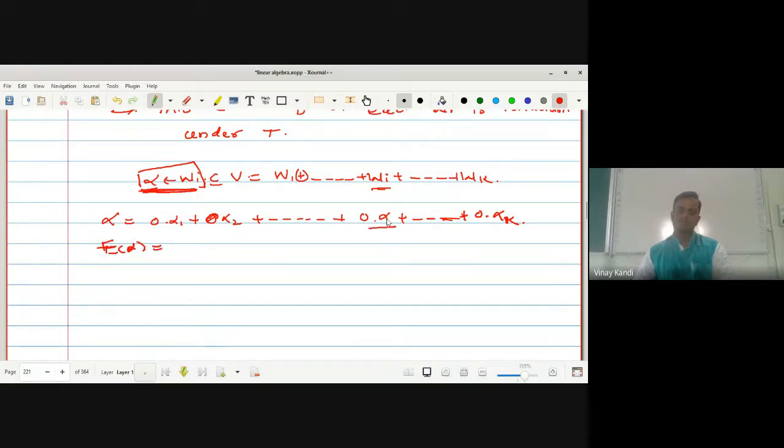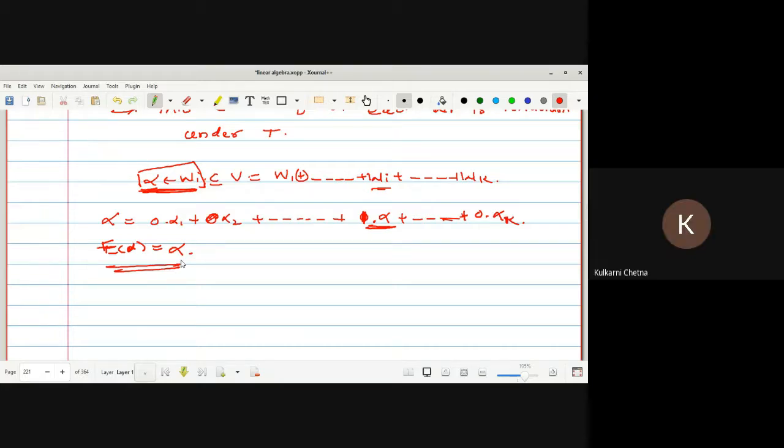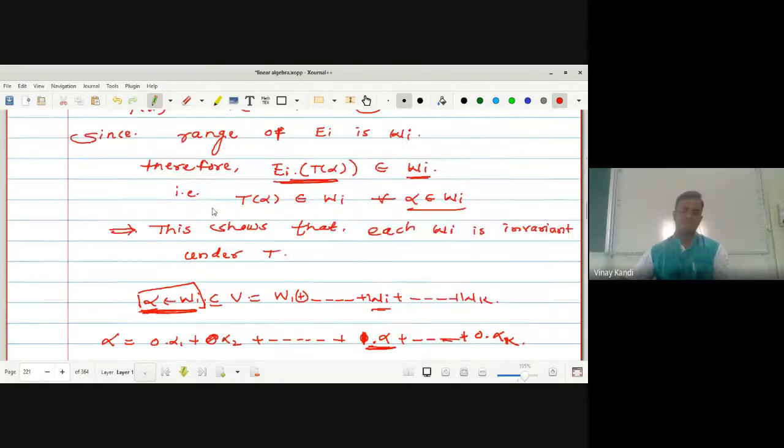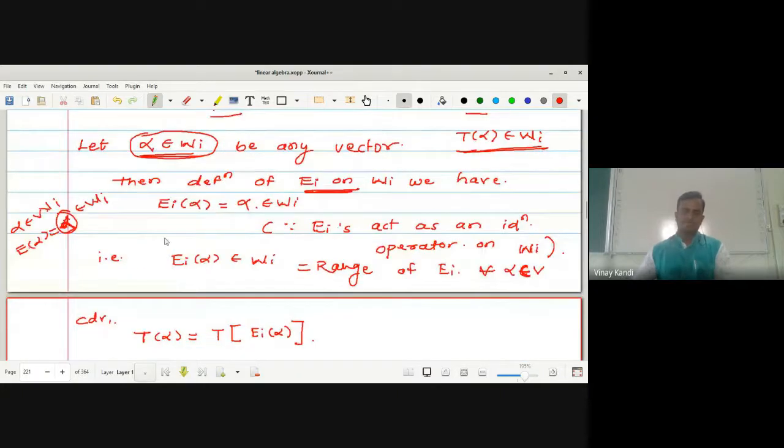If the alpha belongs to Wi, then what is Ei of alpha? Ith term, sorry, 1 into alpha. So this is alpha. Is it correct? Yes, sir. So for alpha belongs to Wi, Ei acts as an identity operator.